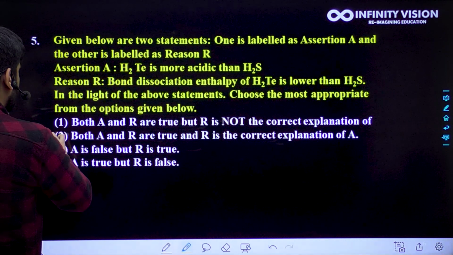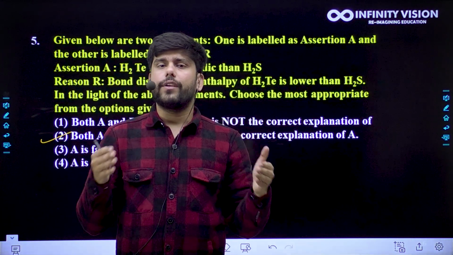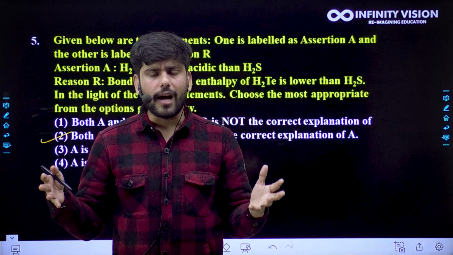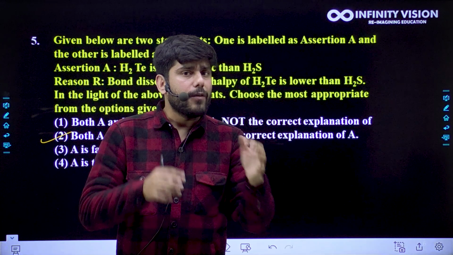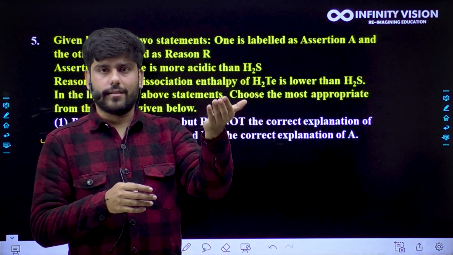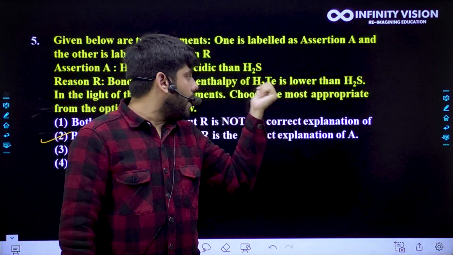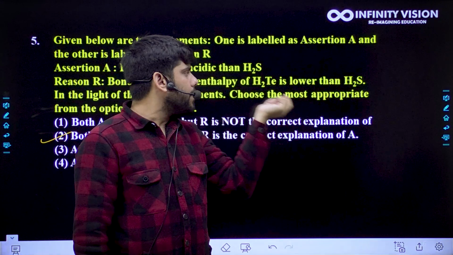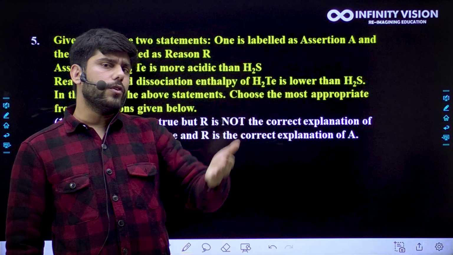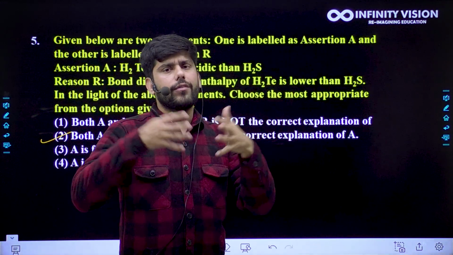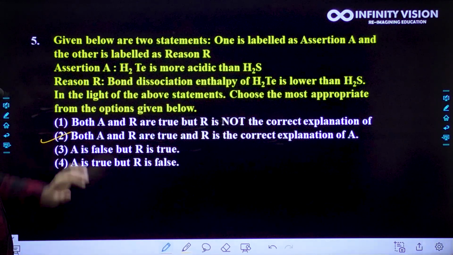So, first of all, yes. Why? Because we know that as we go down the group, the size of the atom becomes larger and the overlapping is poorer. The bond enthalpy for the dissociation of this hydride is less down the group. So yes, the bond dissociation enthalpy of hydrogen telluride is lower than hydrogen sulfide because the bond is weak. And we know that the bond strength is inversely proportional to bond length. Down the group, this overlapping is poorer, the bond length increases, and the bond strength decreases. So this is self-explanatory, right? A very simple question.